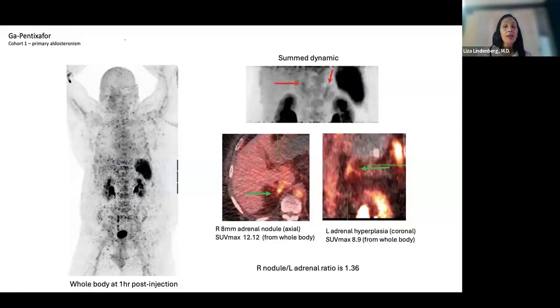So far, we've had about 10 patients on our study, and I just wanted to highlight a few of them. This particular individual had hyperaldosteronism and small right adrenal lesion, as well as left adrenal thickening. Our images show that it seems that both sides are picking up Ga-PentixaFor. He has not yet gone through his ABS, so we will have to see if that corresponds to what we're seeing on imaging.